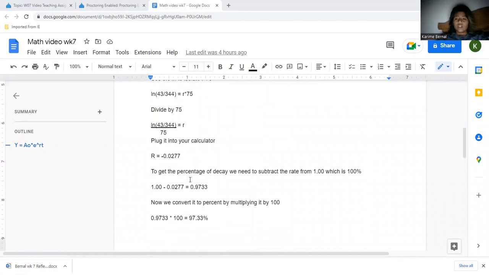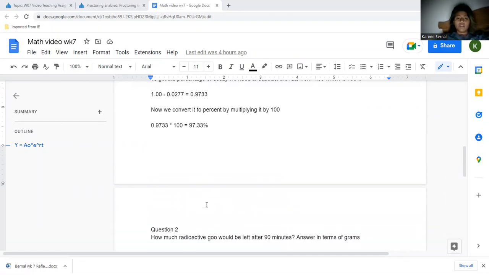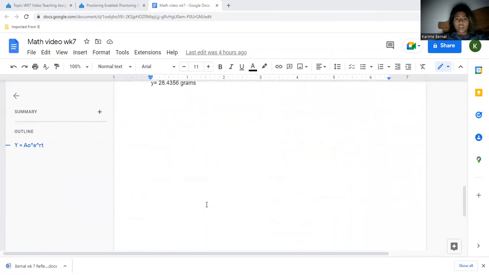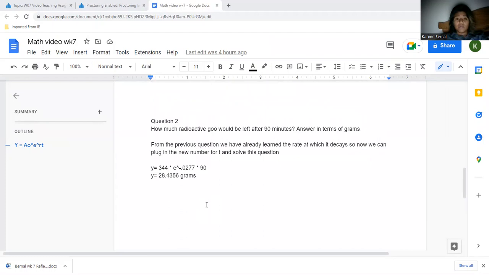To get the percentage of the decay, we need to subtract the rate from 1, which is 100%. So 1 minus 0.0277 equals 0.9733. So now we convert it to percent by multiplying by 100, and we get 97.33%.